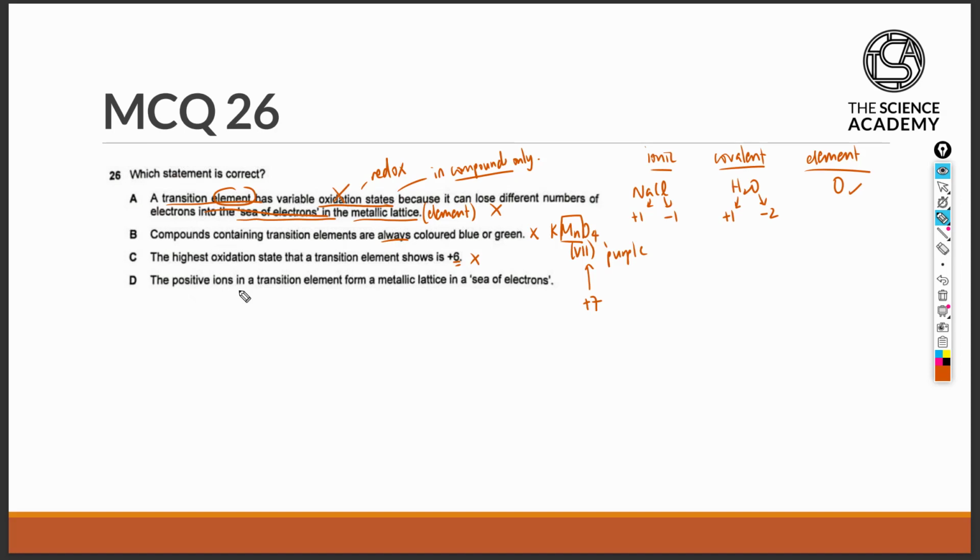D states that the positive ions in a transition element form a metallic lattice in the sea of electrons. This is definitely correct because transition elements are metals, and they will assume the structure of a regular metal, which is the organization of the metal cations in a sea of mobile delocalized electrons. Therefore, D will be the correct answer.